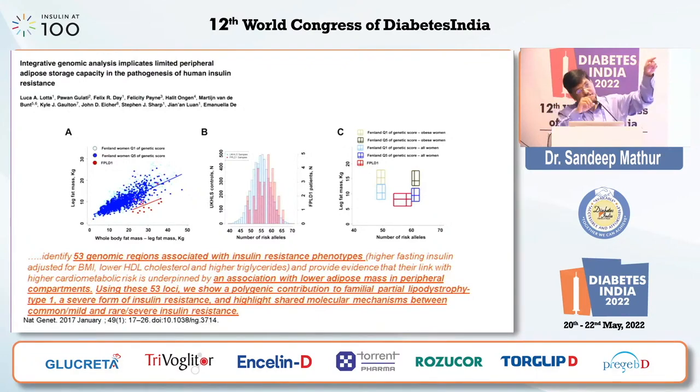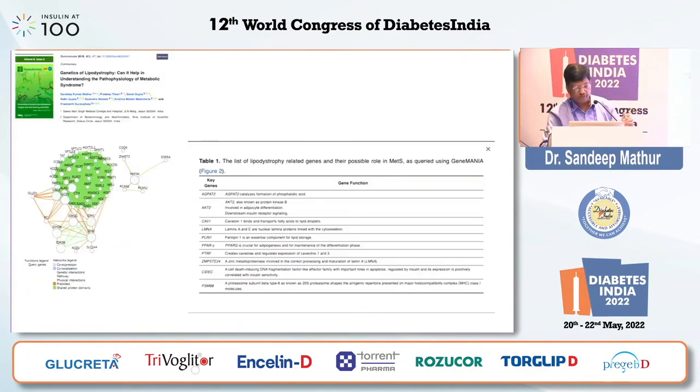Even at the gene association level, it also said this: your disc metabolome correlated with less peripheral fat, and also the familial partial lipodystrophy genes, and they were converging on each other. Actually, they could not do functional genomics. We have done the functional genomics. Now we come to our own concept.